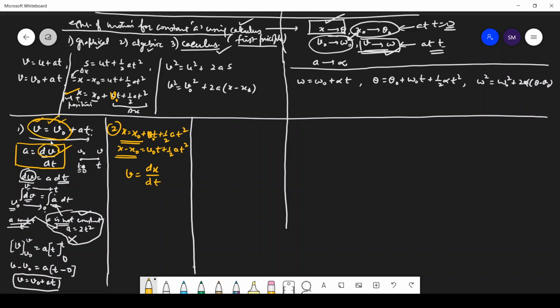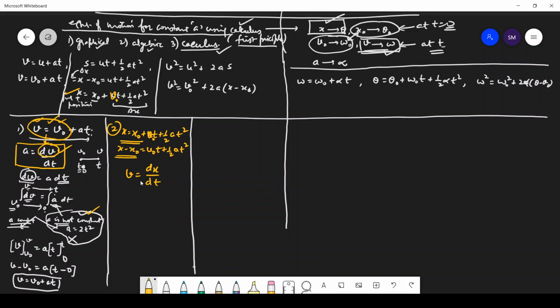So students, it's so easy. I was telling you that all the three methods are easy, but the calculus one is where we derive the equations for non-uniform acceleration also. And see how easy it is. Okay.